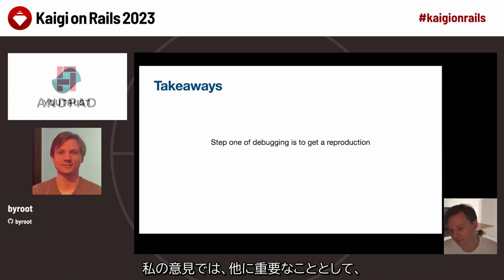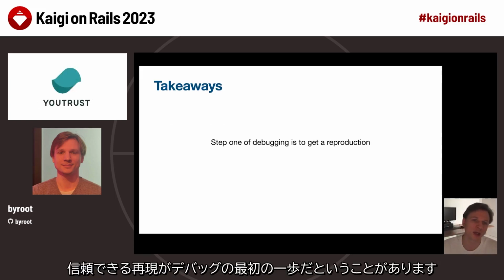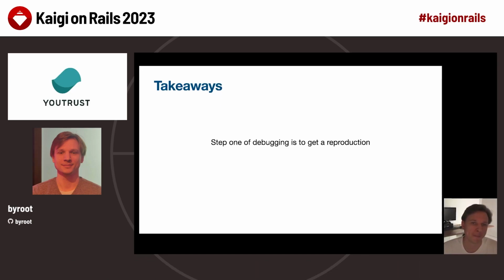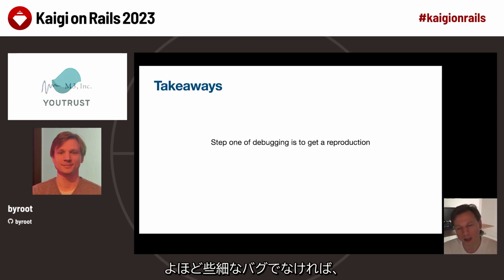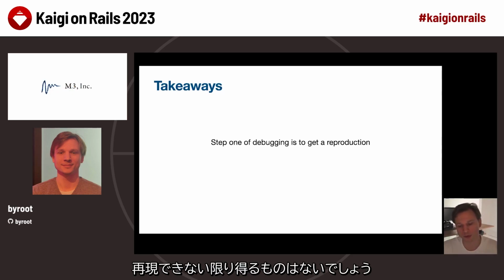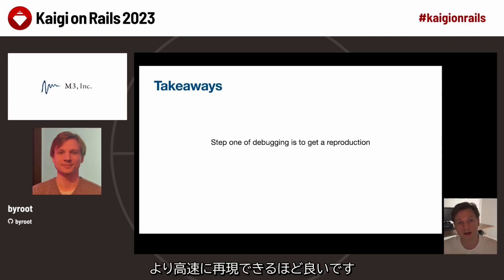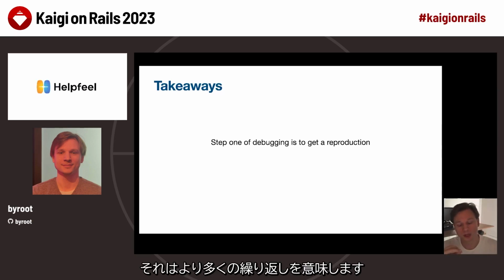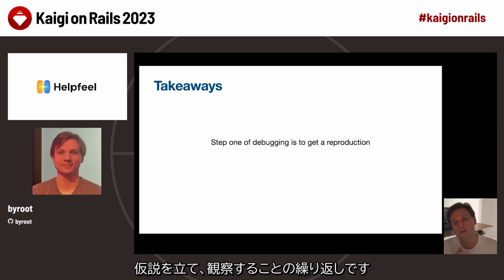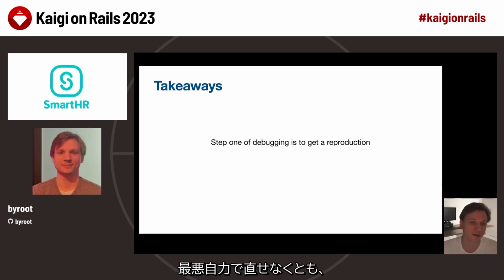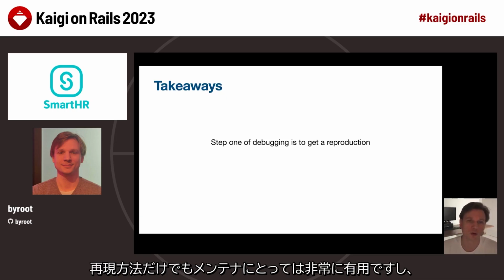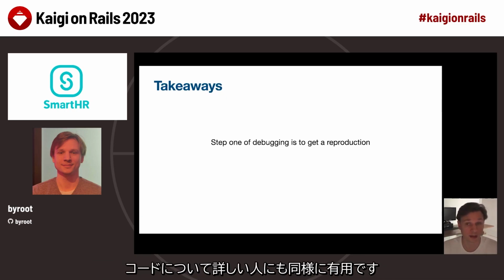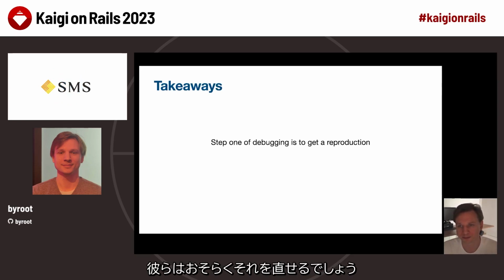Another important thing I think is that step one of debugging is to get a reproduction. Unless it's really a trivial bug, you're not going to get anywhere until you can reproduce the bug. And the faster you can reproduce it, the better. It means more iterations where you'll be able to theorize, observe, and so on. And worst case, if you can't find a fix yourself, that reproduction will be tremendously helpful for the maintainers, and people with more context will probably be able to fix it.